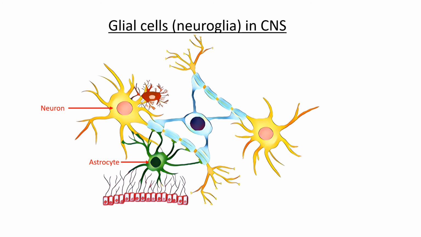The second example of glial cells in the central nervous system is the oligodendrocyte. Oligodendrocyte has few processes that extend from the cell body to create multiple myelin sheaths on the same axon or different ones. So a single oligodendrocyte is not restricted to a single neuron to make myelin.